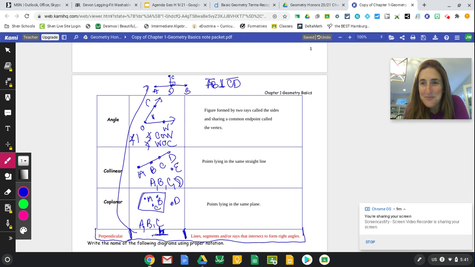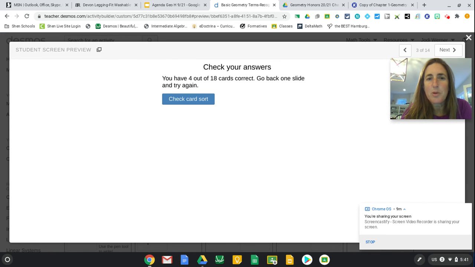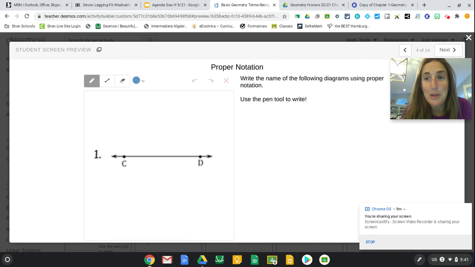So now that you know how to identify things and label them and know all sorts of good definitions with them because you've double checked your card sort, you're going to now go back to your basic geometry terms in your Desmos. Say I got all those right. And you're going to go through the rest of the Desmos using your pen tool, which is on the side here, and you're going to write things down.